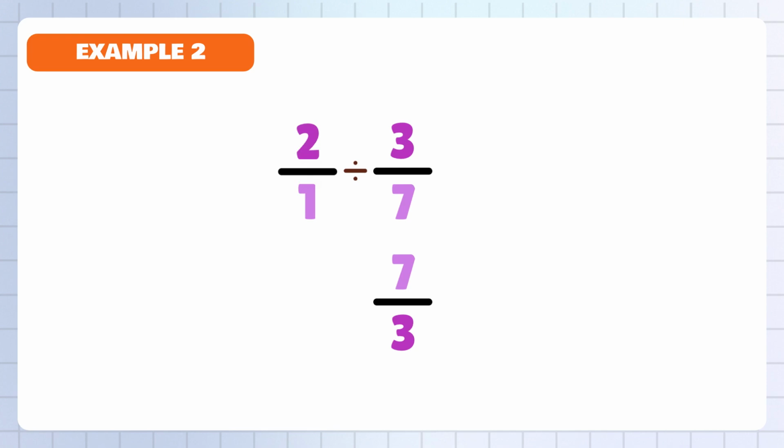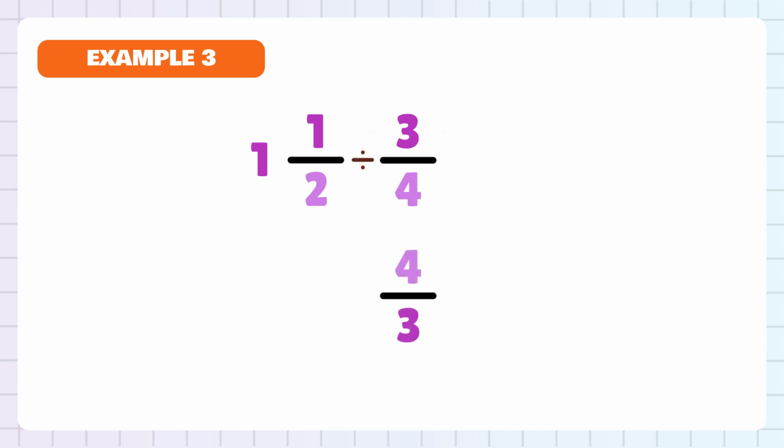Let's now do an example involving a whole number. We want to find 2 divided by 3/7. Once again, start by finding the reciprocal of the divisor. The reciprocal of 3/7 is 7/3. Since we want to deal with fractions, let's rewrite 2 as a fraction by writing 1 in the denominator, which gives us 2/1. Proceeding as usual, multiply 2/1 by 7/3. This gives us 14/3. 14/3 is already in its simplest form, so it is our final answer.